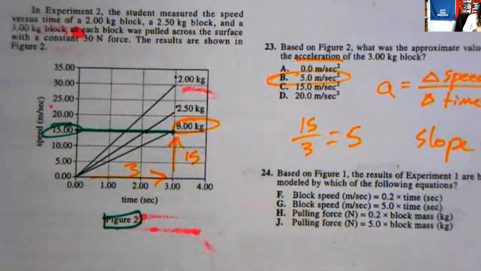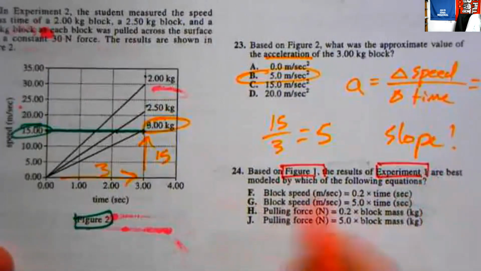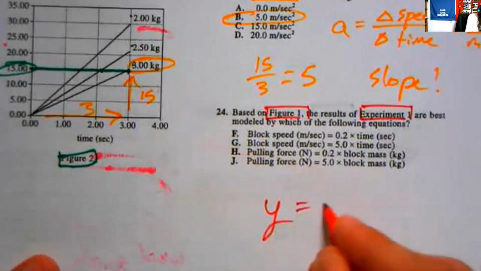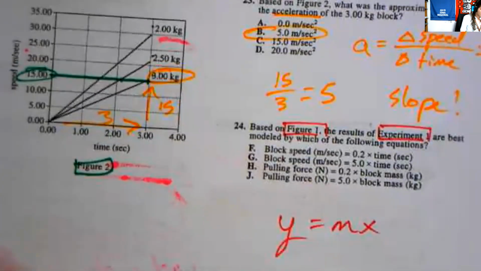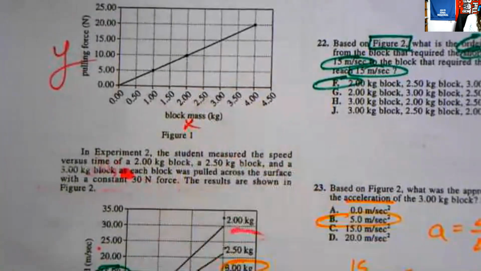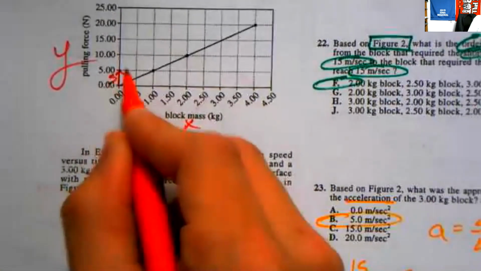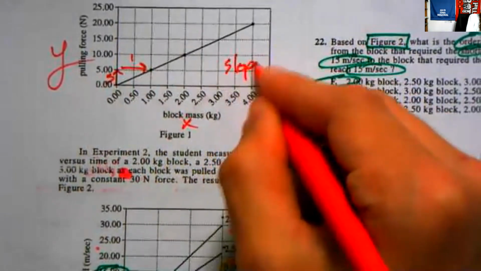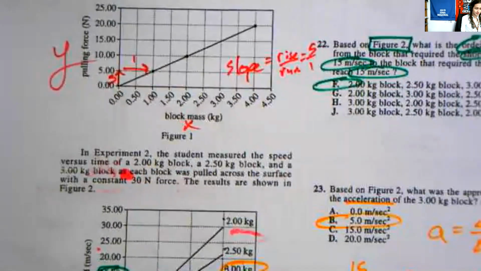Number 24, based on figure 1, the results of experiment 1 are best modeled by which of the following equations? Oh, these look like y equals mx. Good deal. Notice figure 1, pulling force is on the y-axis, block mass is on the x-axis. What's my slope of this line? Up 5 over 1. Slope is rise over run, equals 5 over 1. So it looks like my slope is 5.